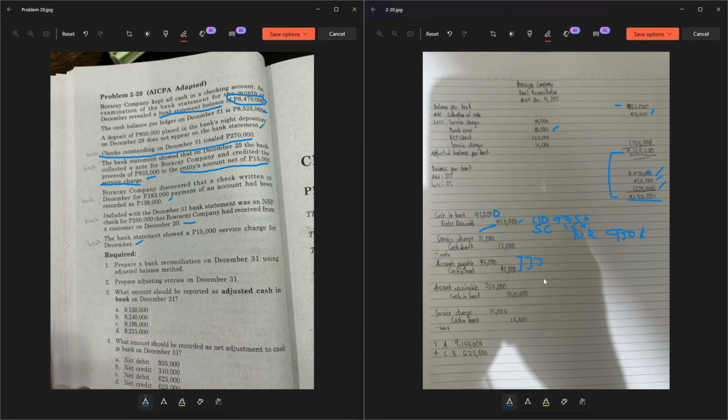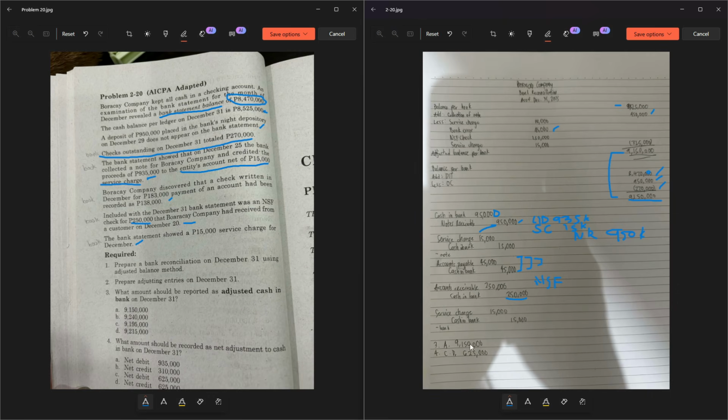And then, accounts receivable of 250,000, cash in bank of 250,000. So, this one came from the NSF check. So, ayun. Ito siya. 250,000, 250,000. Mabawas yung balance sa account mo kasi nga nag-bounce yung check na natanggap mo. And then, dito sa service charge, 15,000, cash in bank, 15,000. Ayun, na-charge ka ng bangko, bawas yan sa account. Siyempre, makakredit yung cash in bank mo. So, mababawasan.